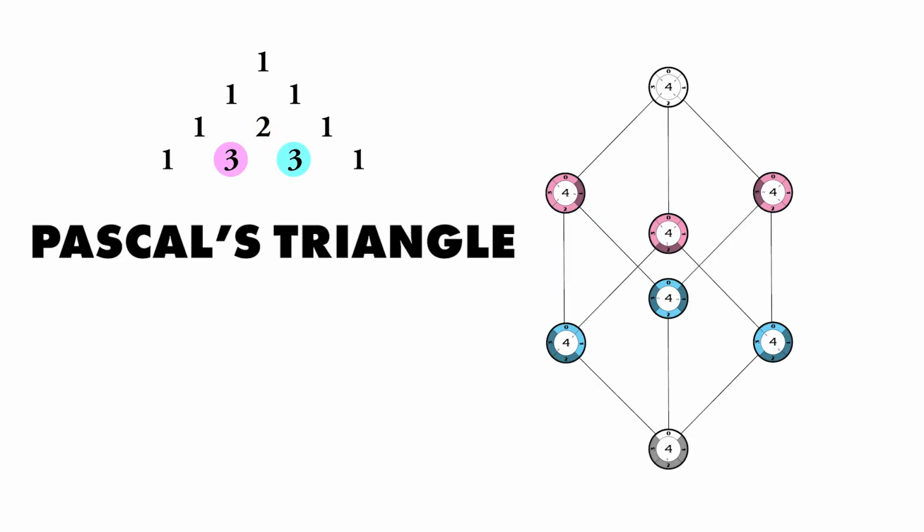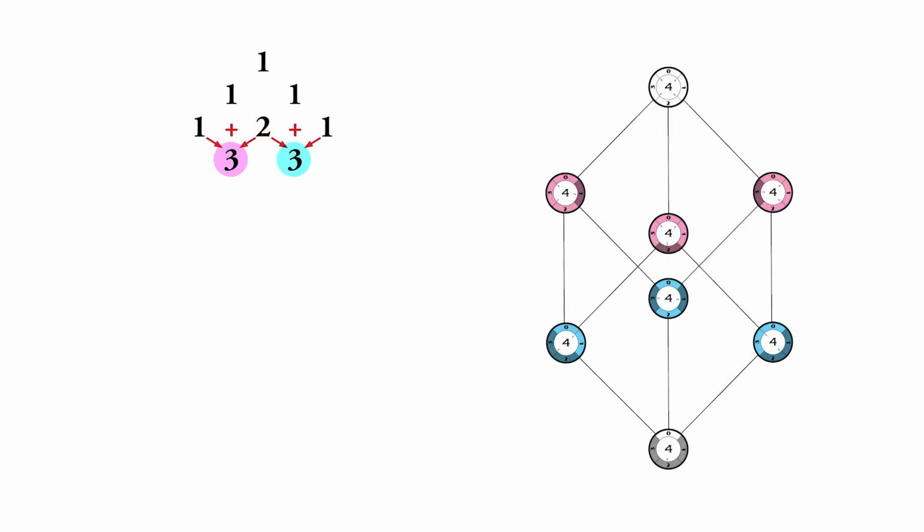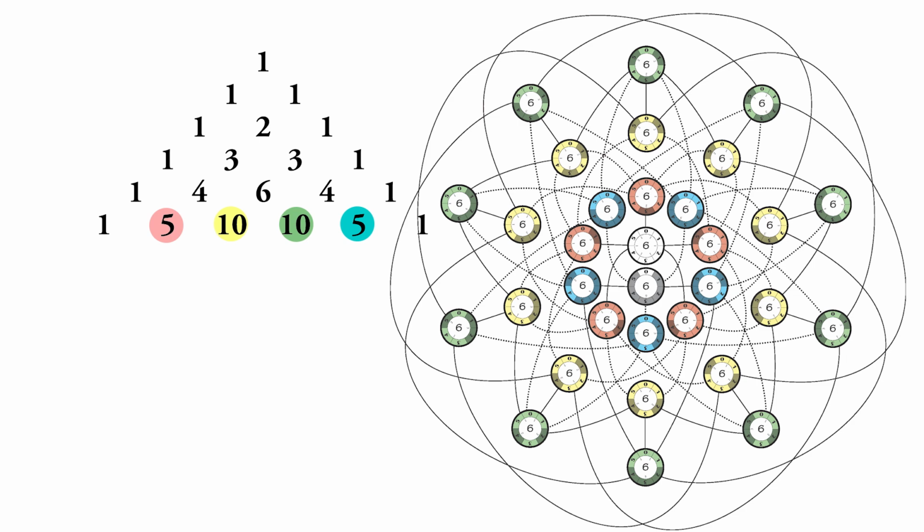Pascal's triangle. With 1 beat, we had only 1 rhythm. With 2 beats, 2 possible rhythms. With 3 beats, 4. 1 plus 2 plus 1. With 4 beats, 8. 1 plus 3 plus 3 plus 1. And so on.